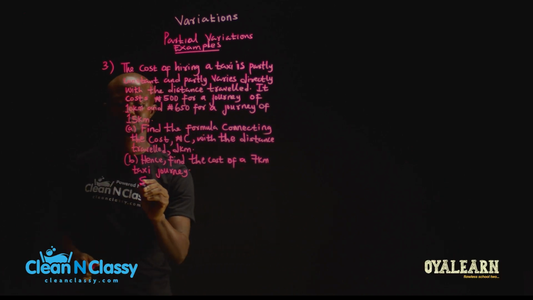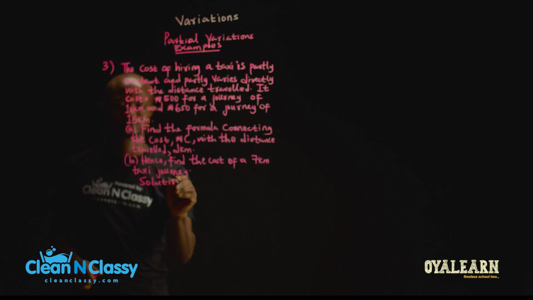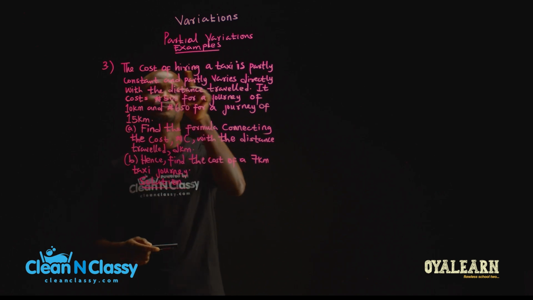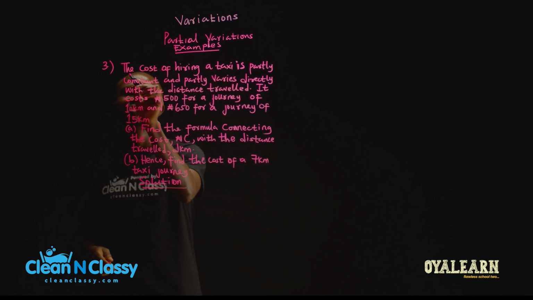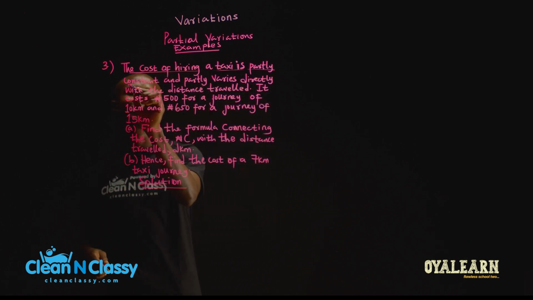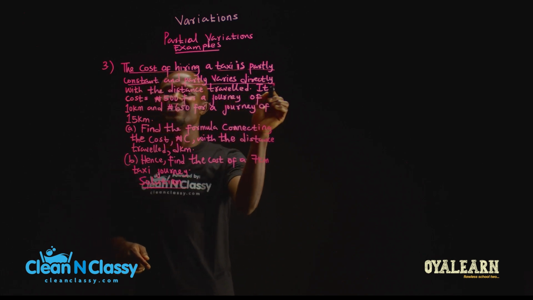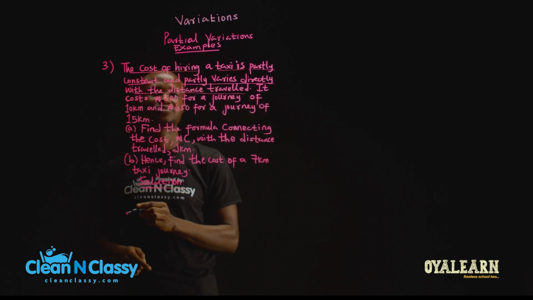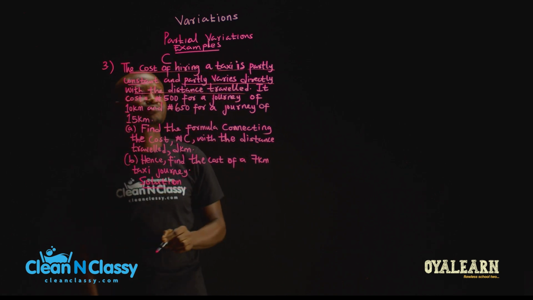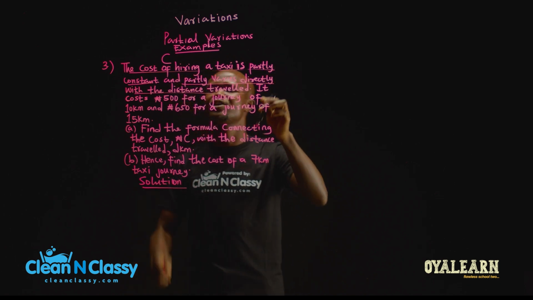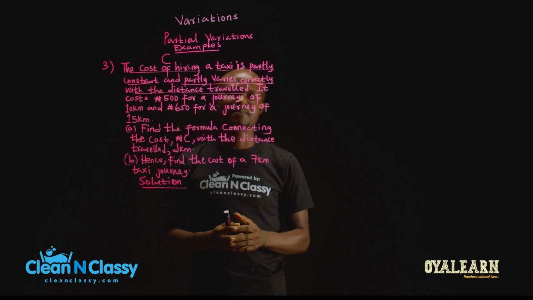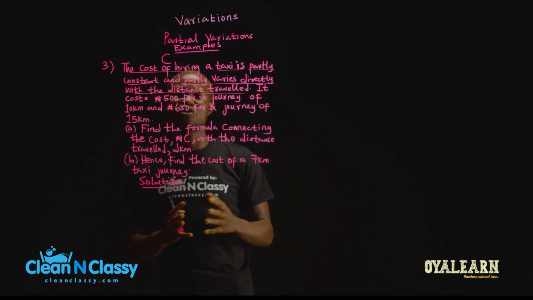Solution. Now, the first thing to do is to consider the first statement. The first statement: the cost of hiring a taxi is partly constant and partly varies directly with the distance traveled. Now, what is the cost representation? That is C. Is partly constant. Partly constant means that part of the cost of hiring a taxi is a constant.